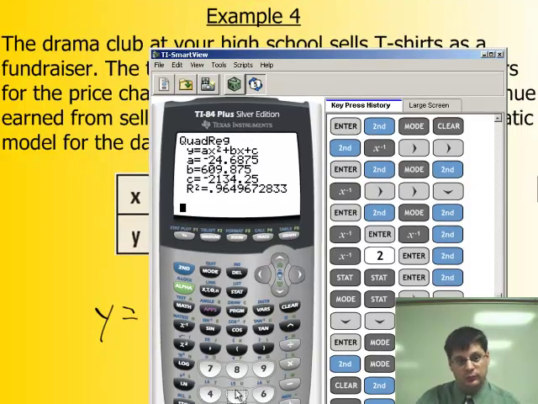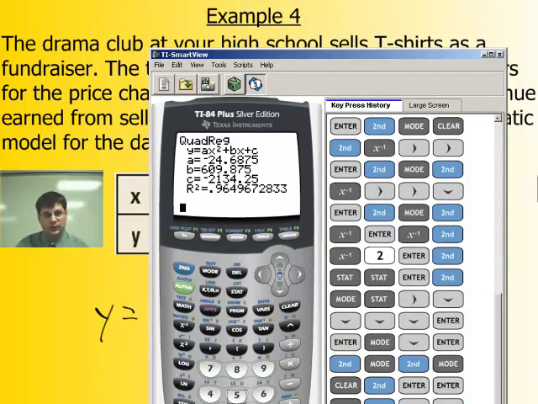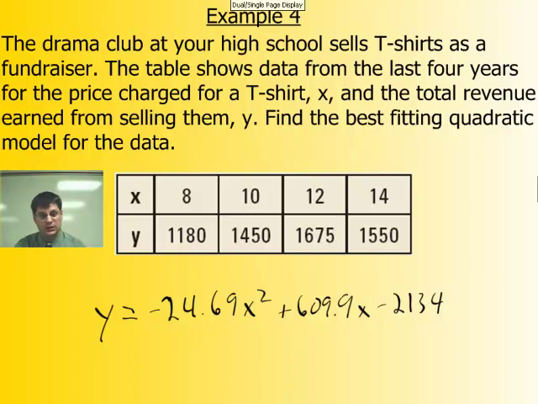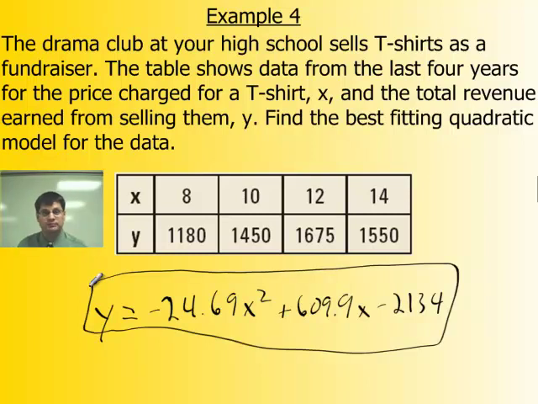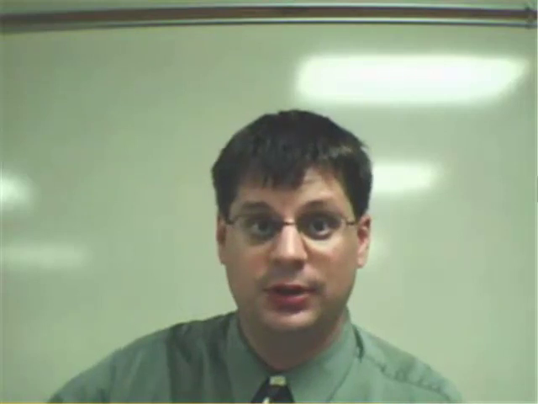So if I take a look at my equation, it's going to be y equals negative 24.69 x squared plus 609.9 x minus 2134. And we would box in that answer and call it done. So that's writing quadratic functions and models. I'll see you on the flip side.